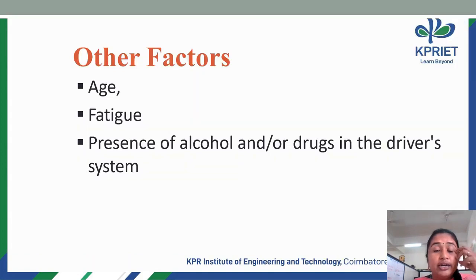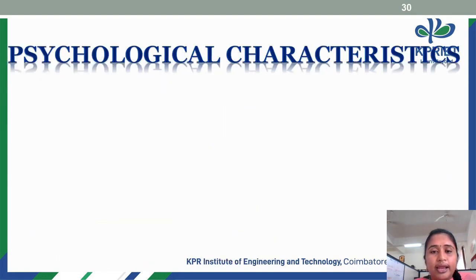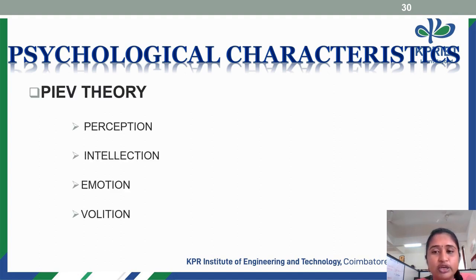Next, in addition to the above factors like vision, hearing, glare recovery, color vision, some other factors also affect the road user characteristics, like the age of the driver and fatigue, and the presence of alcohol or drugs during driving. This may also affect the road user characteristics.